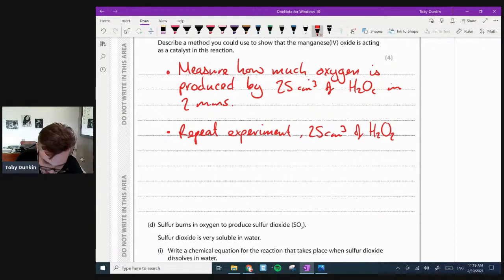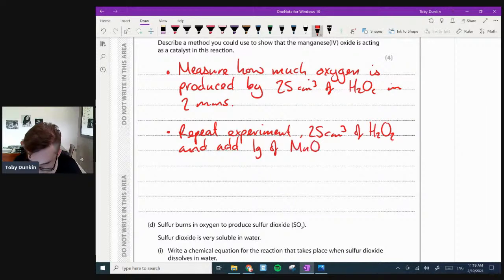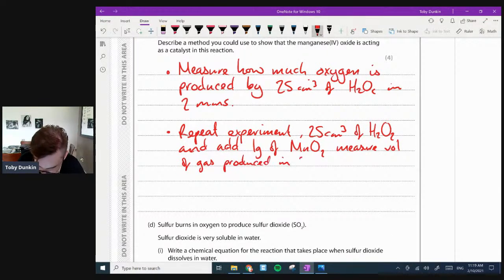Repeat experiment 25 centimeters and add 1, I don't know, spatula. No, let's add 1 gram of manganese dioxide, MnO2, manganese oxide. Measure volume of gas produced in 2 minutes. This proves that the rate increases.